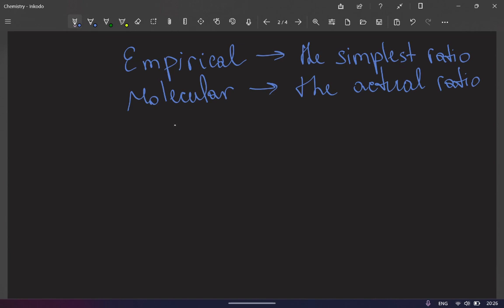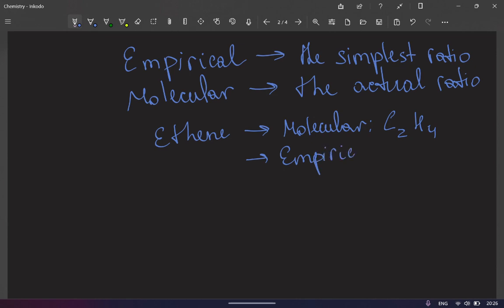So, for example, if we have ethene, which has a molecular formula of C2H4, its empirical formula is going to be CH2. So as we see in empirical formula, we are just finding the simplest ratio of elements in that compound.